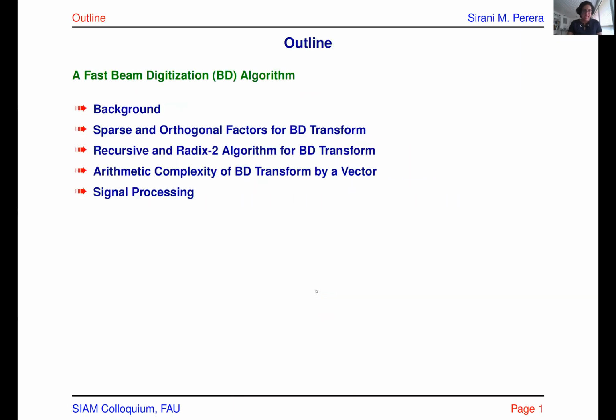Let's start. I'm going to talk a little bit about the background behind structured matrices, and tell why the structure is important in connection to the beam digitization transform. Once I speak about the beam digitization of the structures, we move on to the sparse and orthogonal factors for the new transform that we introduce. Once the factorization is introduced, we talk about the recursive and radix 2 algorithm for the new transform, the beam digitization transform. And then we talk about the complexity results and then move on to the signal flow graph.